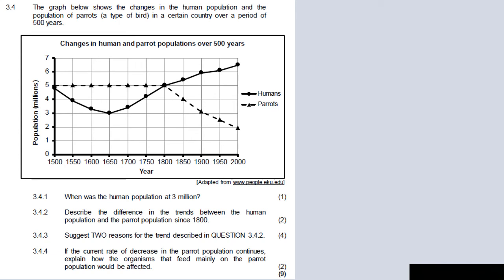3.4.1. When was the human population at 3 million? 3.4.2. Describe the difference in the trends between the human population and the parrot population since 1800. 3.4.3. Suggest 2 reasons for the trend described in question 3.4.2. And 3.4.4. If the current rate of decrease in the parrot population continues, explain how the organisms that feed mainly on the parrot population would be affected.